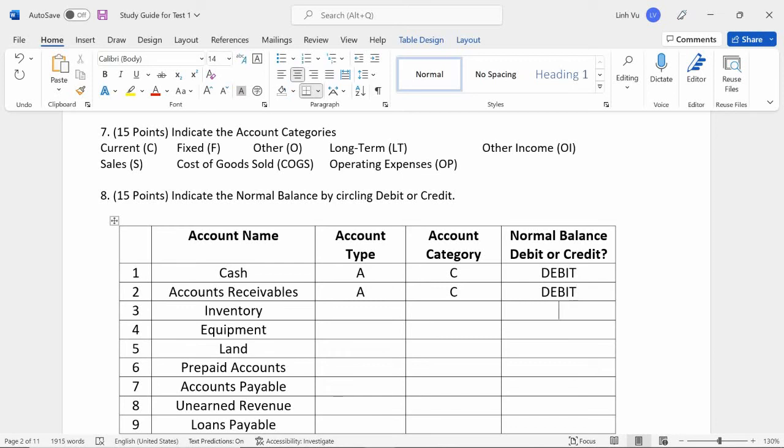I should give you the answer to that one. All right, inventory. What kind of account is inventory? It's an asset. Yes, what kind of asset? Fixed. Okay, so in this case, it's not fixed. The reason is, when you have inventory under a merchandising company, what can you do with this inventory?